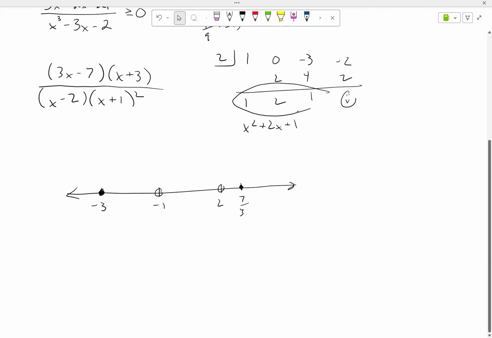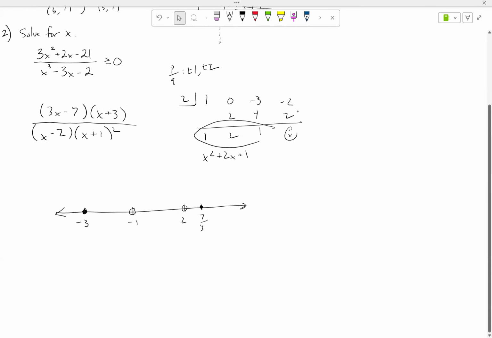Okay, ready? What should we plug in? You're plugging in zero. Yeah, zero. Okay, you get -7 times 3. So that's a negative over a negative. There's a positive. So it's positive. Just put pluses on top of it.